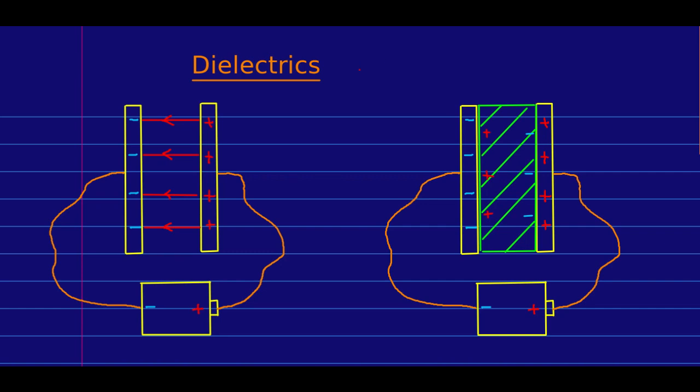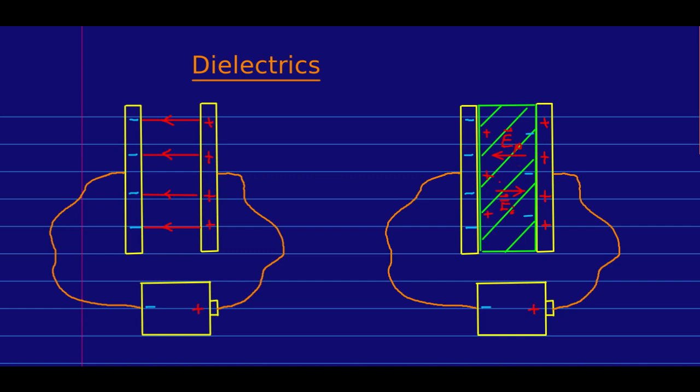Now, inside it, there are two fields. There's the field due to the plates, and there's a field pointing the other way due to the polarization of this insulator. However, the total field has to be the same as it was before we put this insulator in here, because we haven't changed the plate separation and we haven't changed the potential difference, because the plates are connected to a battery. And so the total E field can't have changed.